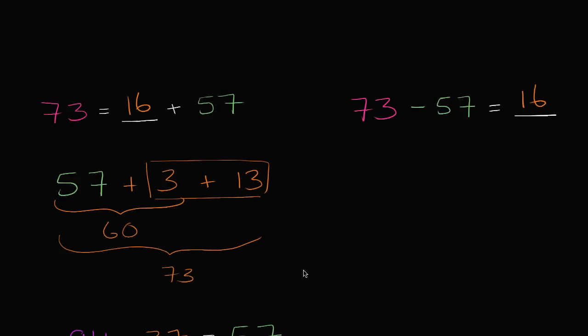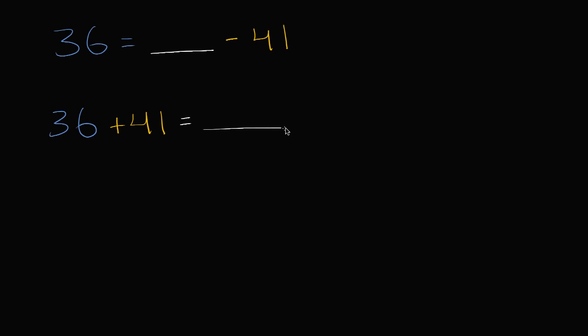Now let's do one more of these. Let's see where I have a clear space. So let's say that someone asks, you have 36 is equal to blank minus 41. So the way I think about this is they're saying that 36 is the difference between blank and 41. Or another way to think about it is 36 plus 41 is going to be equal to blank.